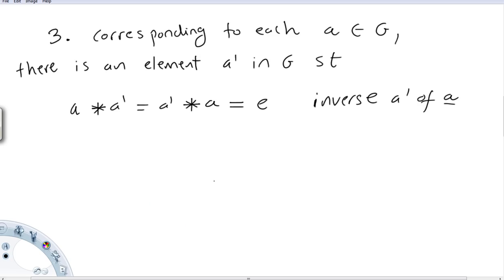Okay, third axiom. Corresponding to each element A in G, there is an element A prime, A inverse, in G, such that A operation A prime equals the identity, and A prime operation A equals the identity. This is called the inverse A prime of A.